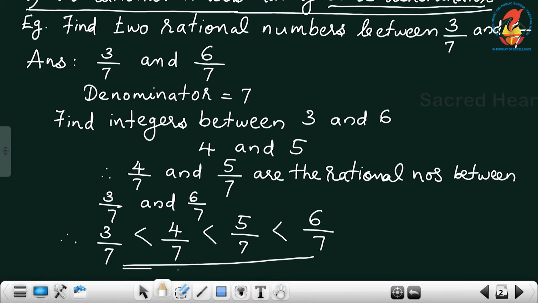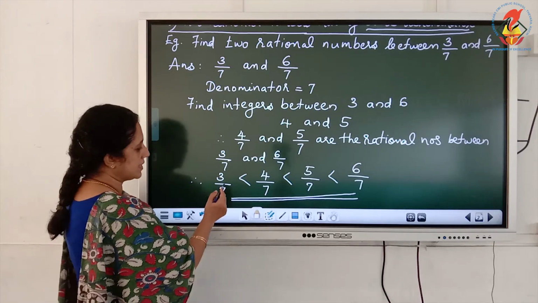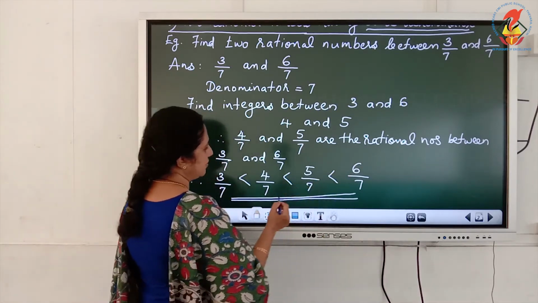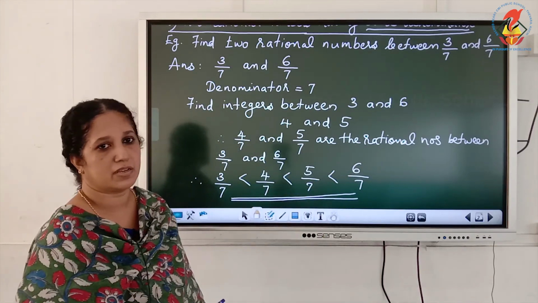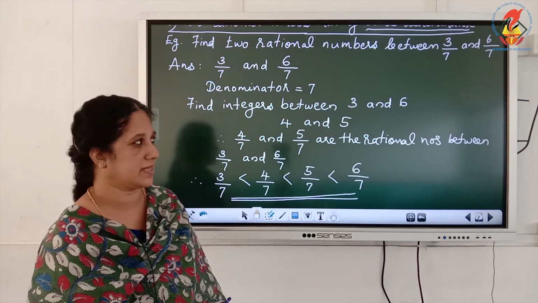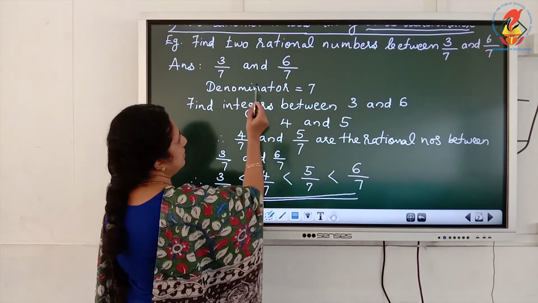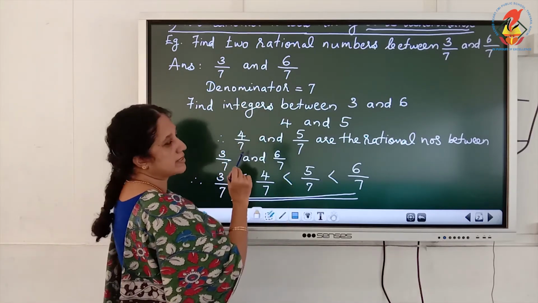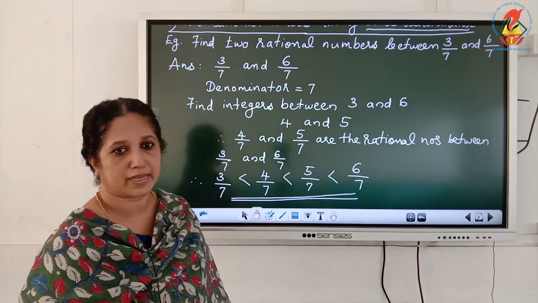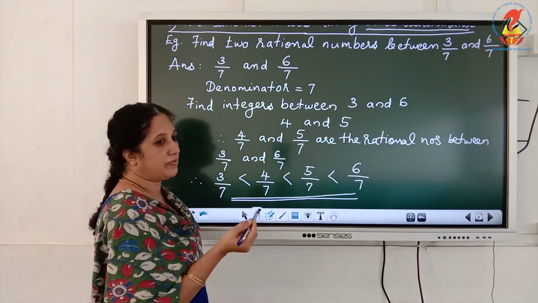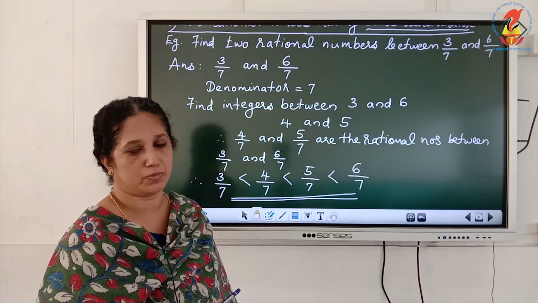So the question is to find two rational numbers between 3/7 and 6/7. Which are the rational numbers? 4/7 and 5/7. So here, in the first case, the denominators are same. So you have to look at the numerators and find the integers between those numerators.